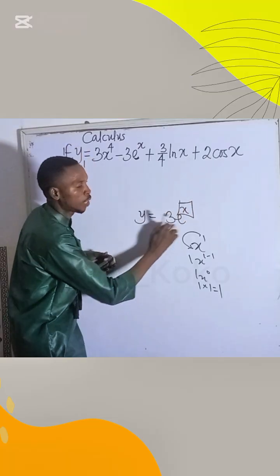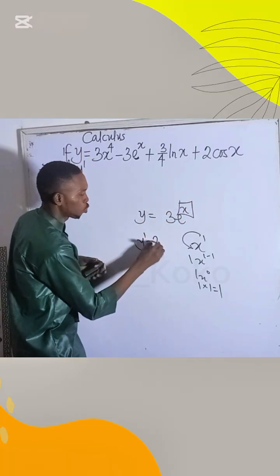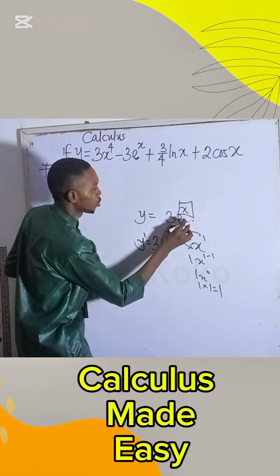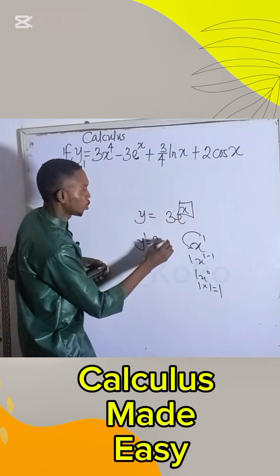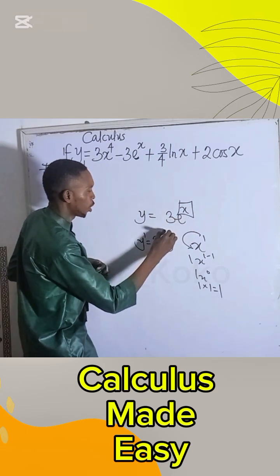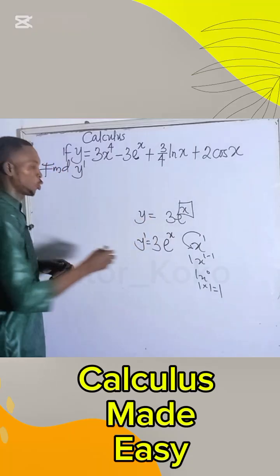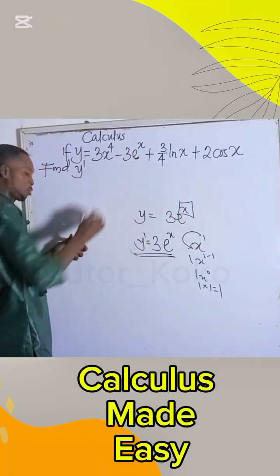I'll use that 1 to multiply 3. So it becomes y is equal to what? 3. Then write the exponential function again. That is 3 exponential x. So that's the answer for this, right?